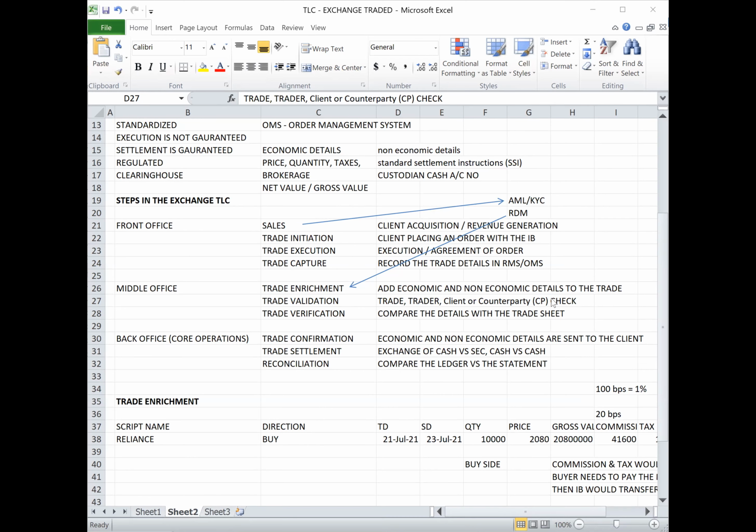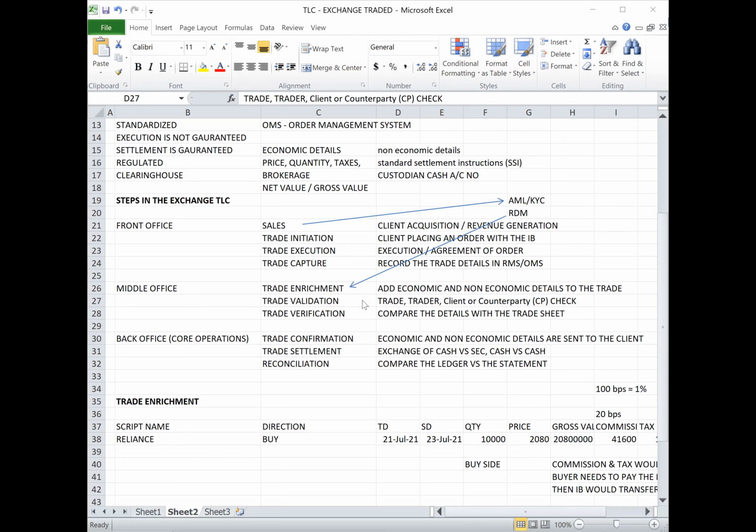Next is the client or counterparty check. Who is the client here? Vanguard. Very good. So you check that there should be no negative news about Vanguard in the last 2-3 days, related to bankruptcy or fraud or tax evasion. Ideally there should be no such news.